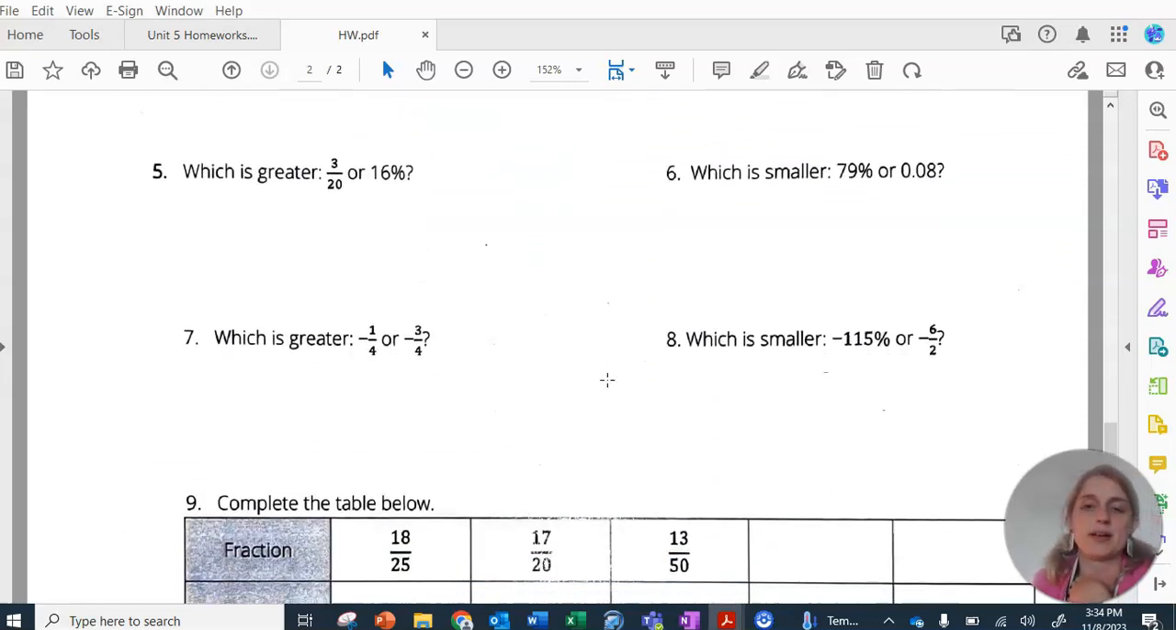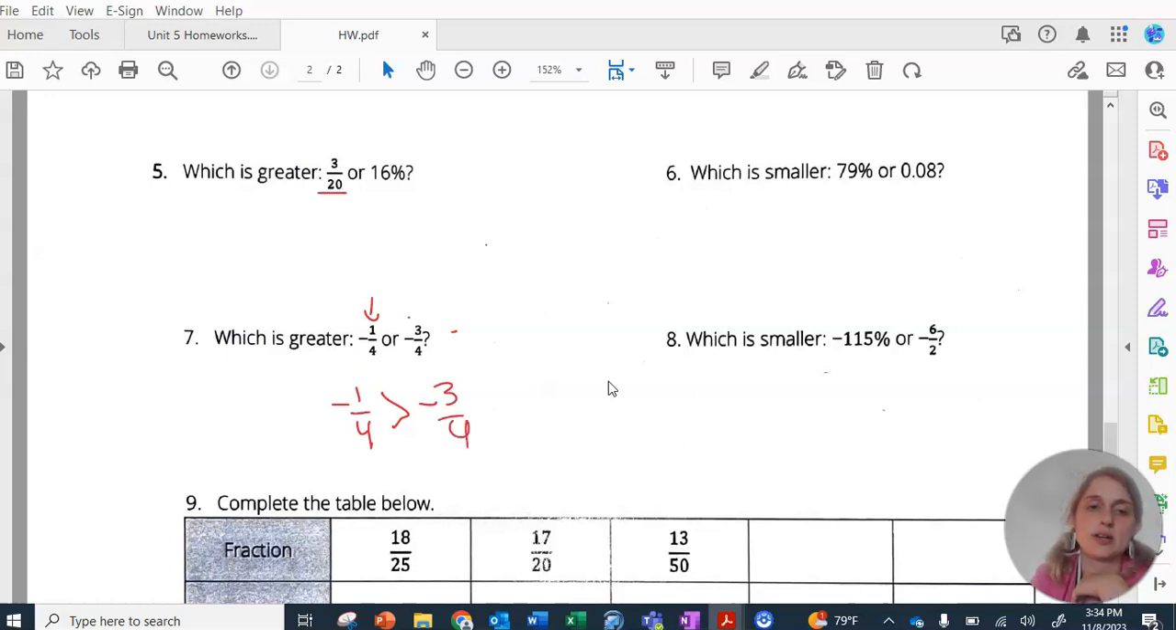So we're all about comparing these 3 different things, and to compare them, you need them to be in the same form. Like here, number 7, they're both fractions, and they have the same denominator. So we can compare them. Which one is greater, negative 1/4 or negative 3/4? If they were positive, 3/4 would be greater. But the opposite rules kind of apply. This one is closer to 0. It's more to the right. So it's actually negative 1/4 is greater than negative 3/4.